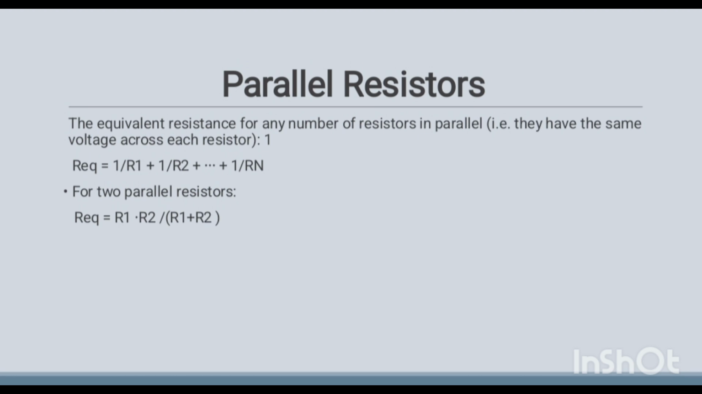Finally, for two parallel resistors, R equivalent equals R1 into R2 divided by R1 plus R2.